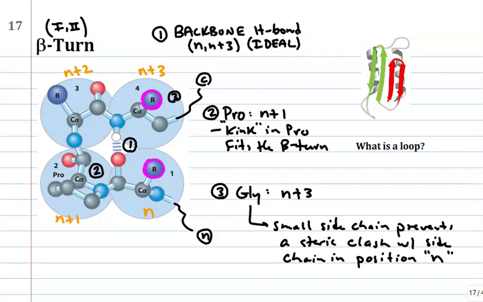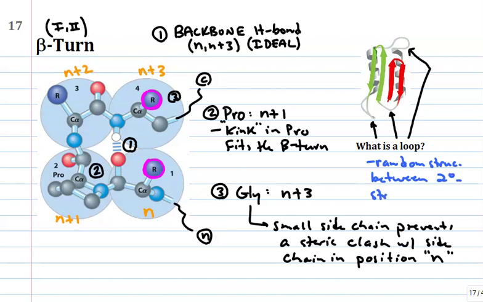Now, something you're going to see sometimes is what we call a loop. What is a loop? Well, here's a loop, and here's a loop, and oh, look at that. That looks like a loop. And a loop really is, let me define it this way. Let me see if I can change colors here. It's random structure between secondary structural elements.